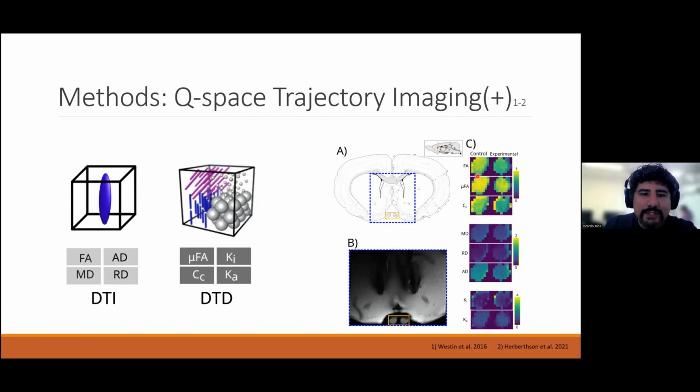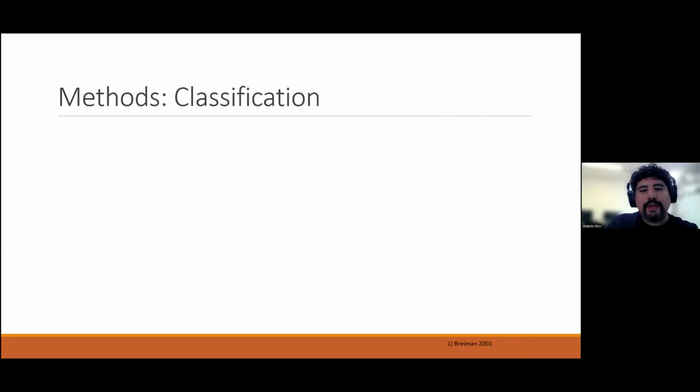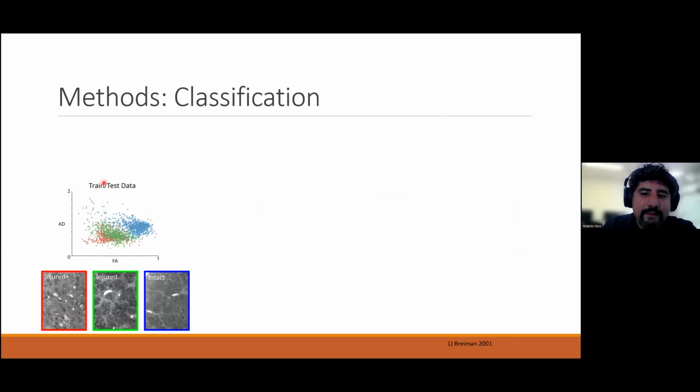Here we can see some features like FA and micro-FA. There is a clear asymmetry between the left, the control, and the right experimental nerves. We train a machine learning classification algorithm to predict the data for each voxel in the regional pairing data. This is the raw data from our experiments.